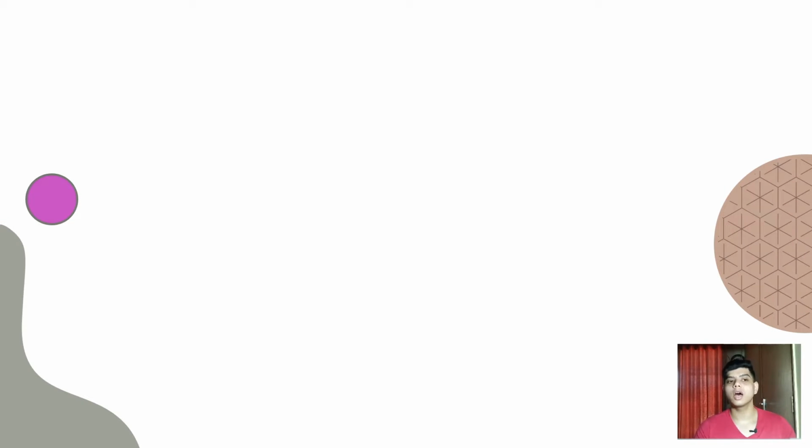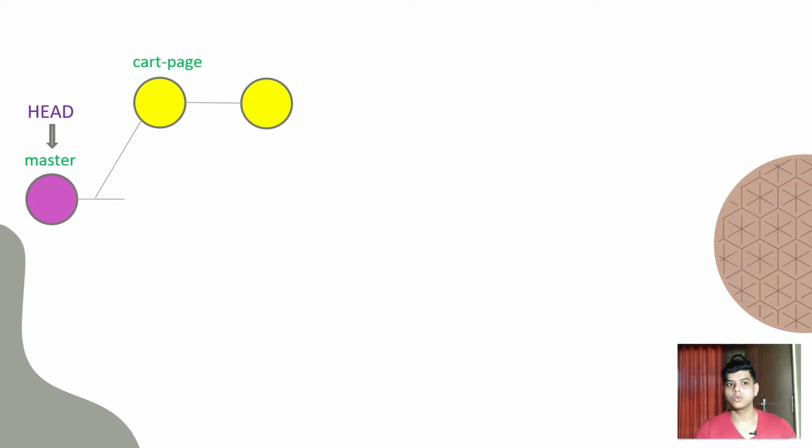So let's understand how this head is going to work for us with branches. How is this head going to help? As we saw, let's have this master branch. So we had this head on the master branch which points to the latest commit. On this master, let's say Rachel did some work on her own branch. Let's say she did 2 commits on her cart page branch. This is another branch that she created. Our head is currently on master.